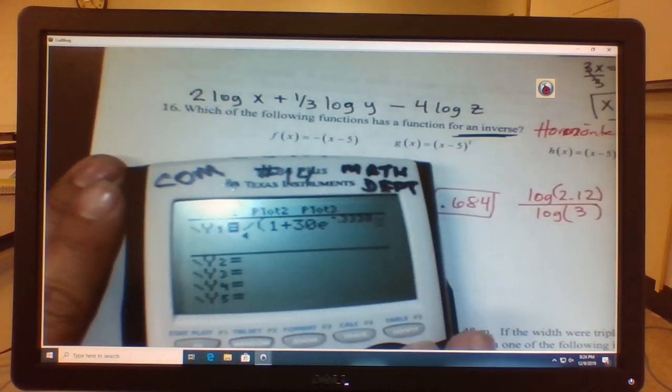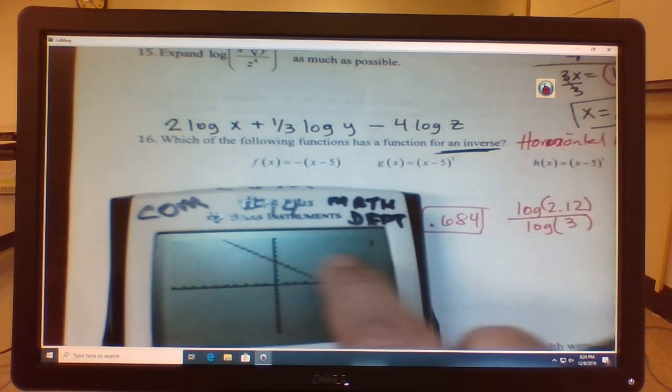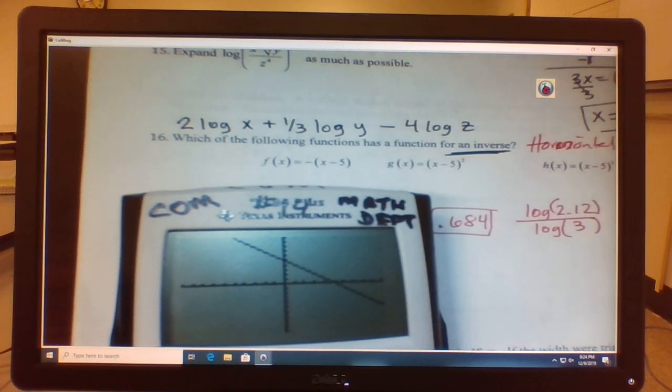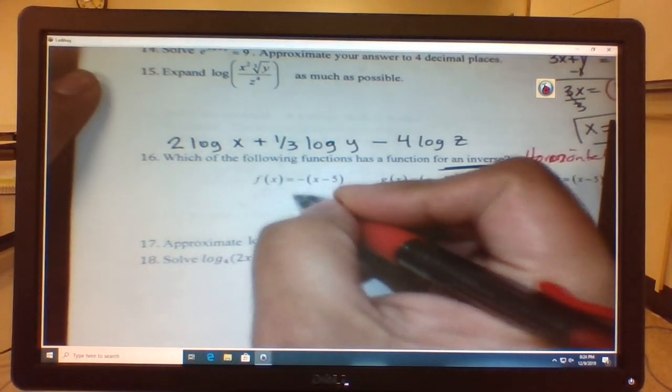Can you see it? Somewhat. Negative, parentheses, x minus 5. You graph it, and then you draw horizontal lines. Is this going to be a function? The answer is yes. So this is a yes.